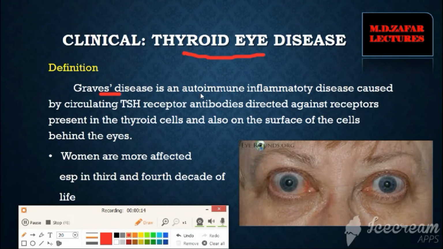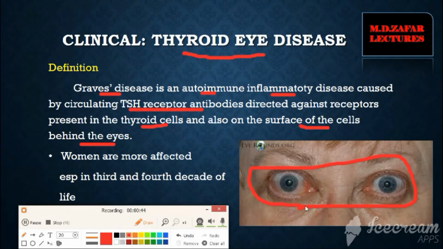Graves' disease is an autoimmune inflammatory disease caused by circulating TSH receptor antibodies, which directly act against the thyroid cells and also act on the surface of the cells which are behind the eye and cause the symptoms associated with thyroid eye disease. As you could see, this is quite a frightening picture.